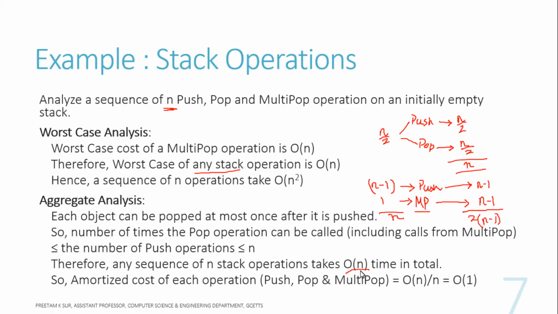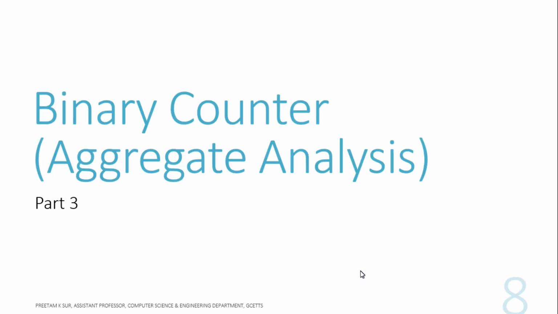Okay, so you can see the difference. In worst case analysis, you found that the cost of the multi-pop operation, that is not amortized cost, is order of n. But in aggregate analysis, or amortized analysis, we found that the cost of the multi-pop operation is order of 1. Okay, so this is how we perform the aggregate analysis. In the next part, we are going to see another example, a binary counter, and we are going to do the aggregate analysis on the binary counter.